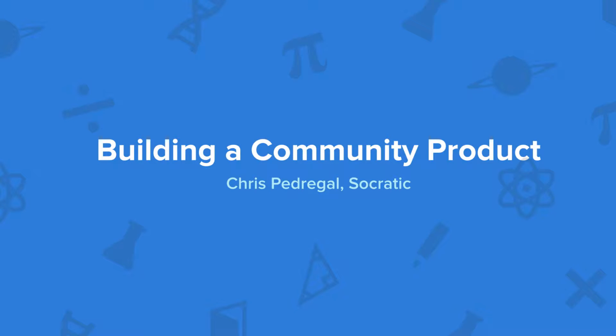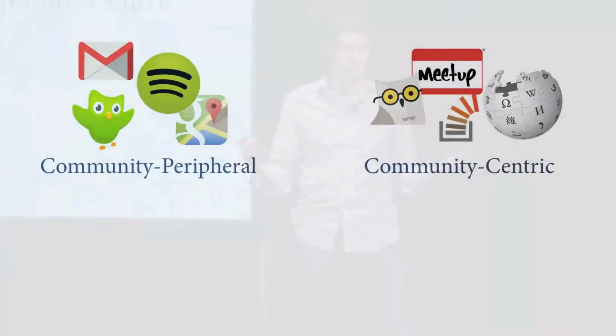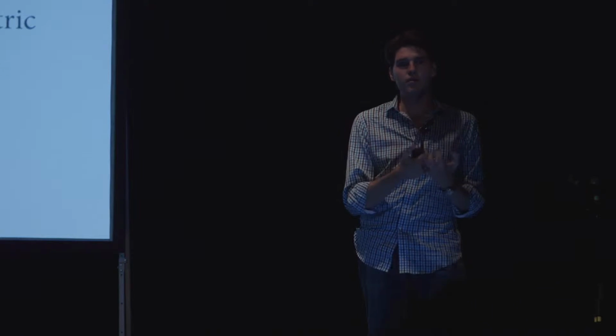To talk about how you build a community product. I'm going to start out by splitting the product world into two big buckets. The first is community-centric products, and then community peripheral products. The basic idea there is that for some products, the community is completely core. It's integral to that product.